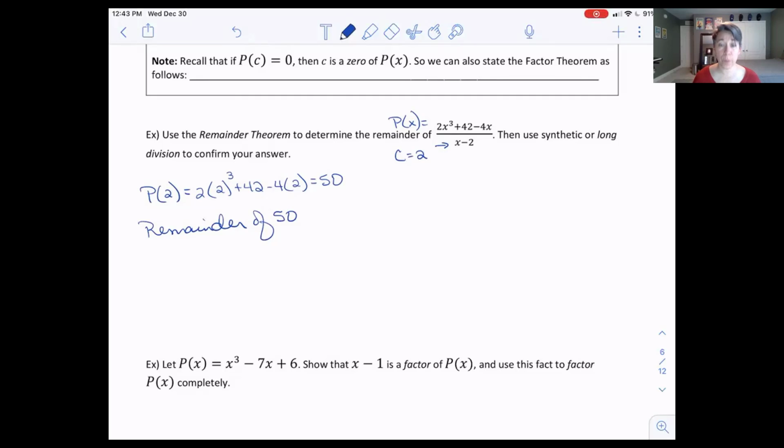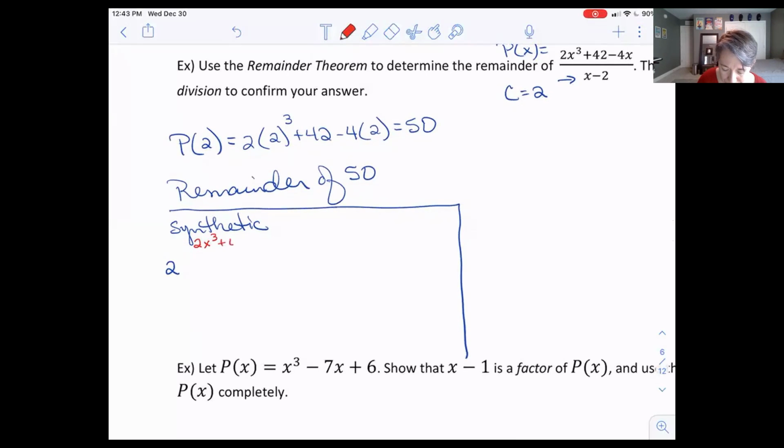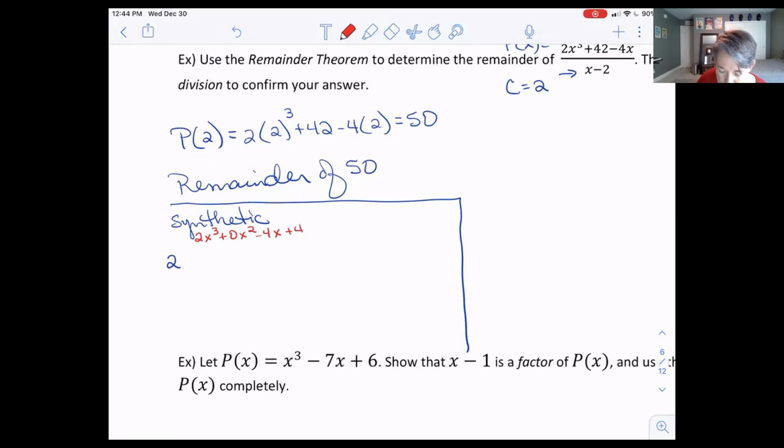Now it says we can use synthetic or long division to confirm our answer. Let me remind you of both, okay? So down here below, we are going to use synthetic. Synthetic only works when your denominator is of that binomial form, just a single x plus or minus a number. So we take our c value of 2. Our polynomial there isn't in descending powers, so I'm going to write it in descending powers above. I would start with my 2x cubed. Notice there is not an x squared, so we would put 0x squared. And then the next one would be my x terms, my negative 4x. And then my constant goes last, the plus 42.